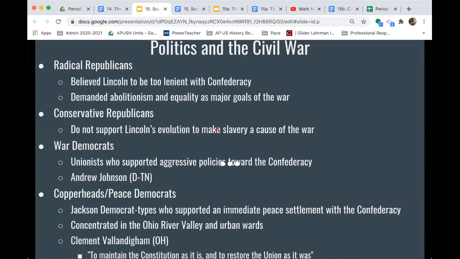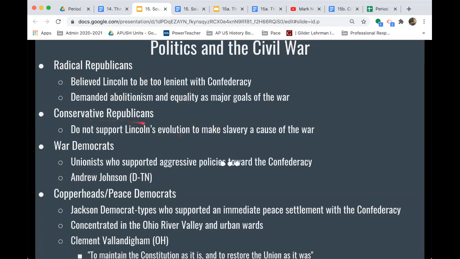And that's because of the political differences that are at play here, right? Lincoln's being pulled in a lot of different directions. And we'll talk about some of this in our live session. The radical Republicans, more extreme Republicans, are of the belief that Lincoln's being too soft on the Confederacy, that abolitionism should be the key focus, Black equality should be a major goal of the war, and we need to be acting more aggressively, more radically to make social change a focus of the war.